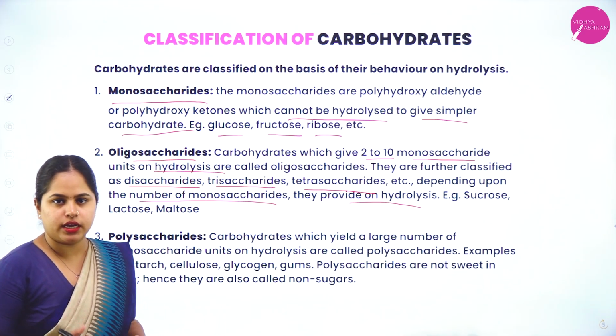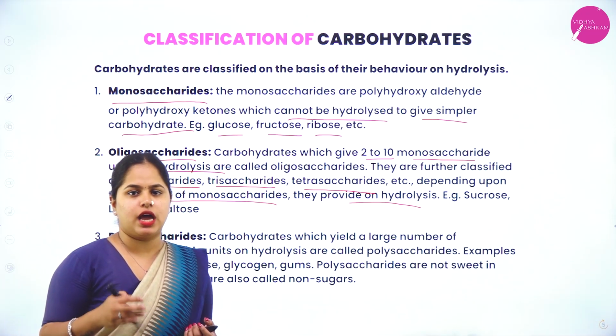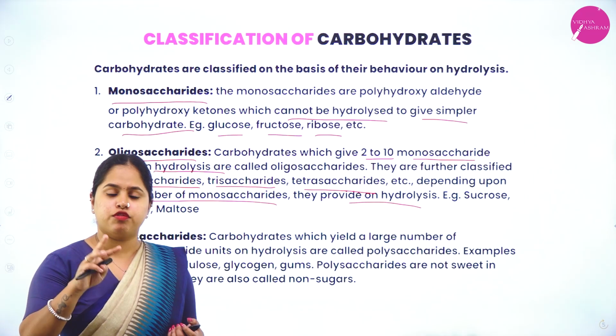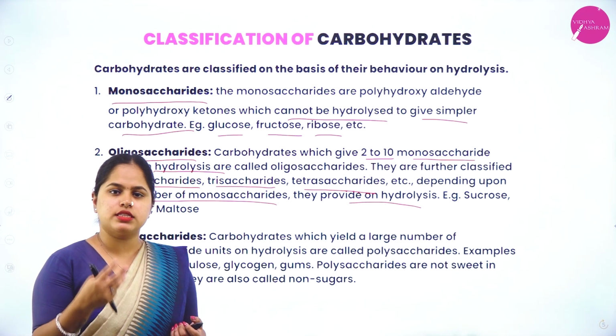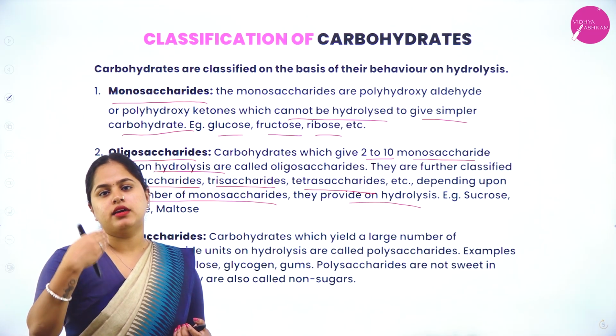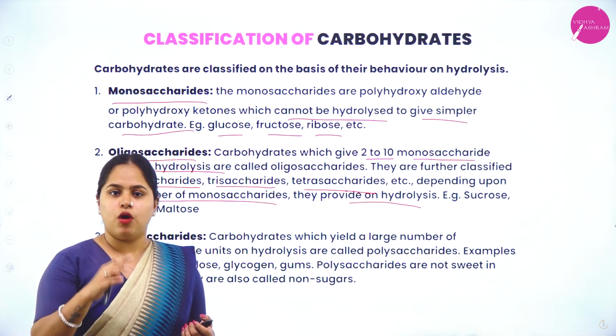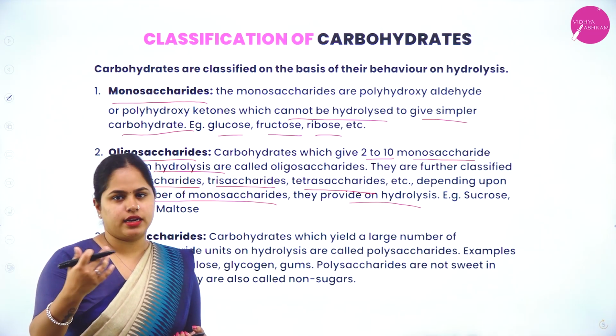If the oligosaccharide is undergoing hydrolysis and forming 2 monosaccharides, then it is called a disaccharide. If it produces 3 monosaccharides, it is called a trisaccharide. And if it undergoes hydrolysis and forms 4 units of monosaccharides, it's called a tetrasaccharide.